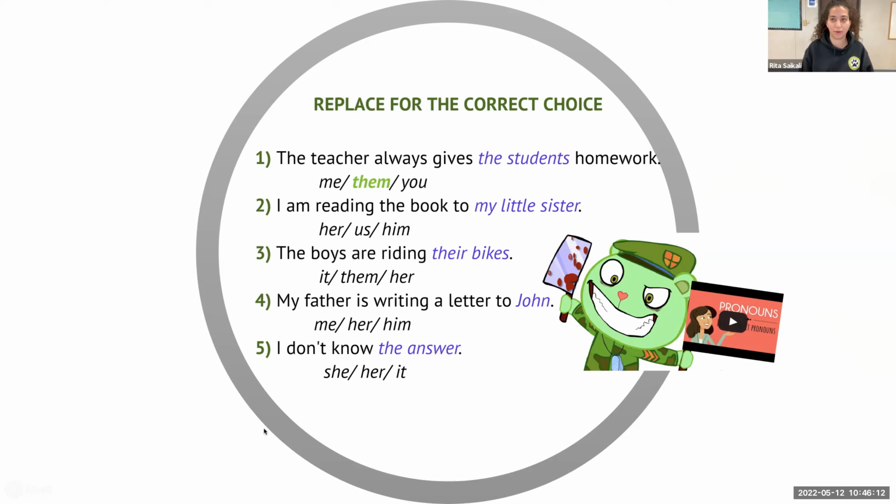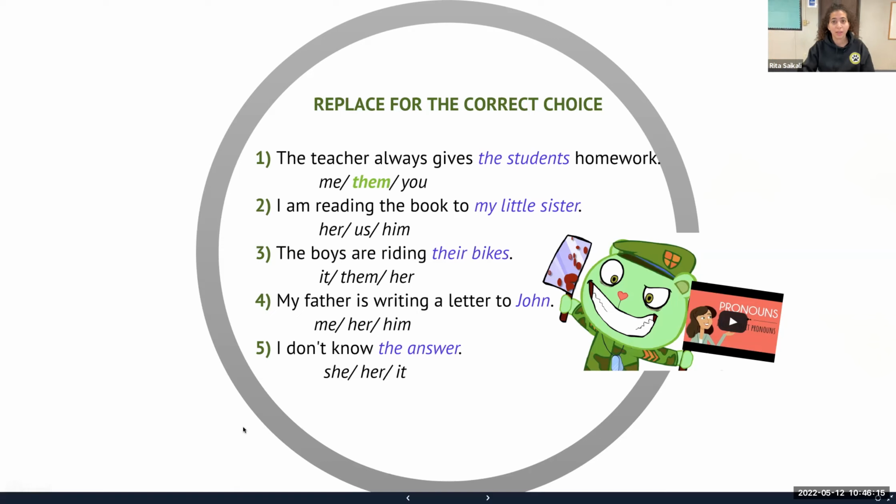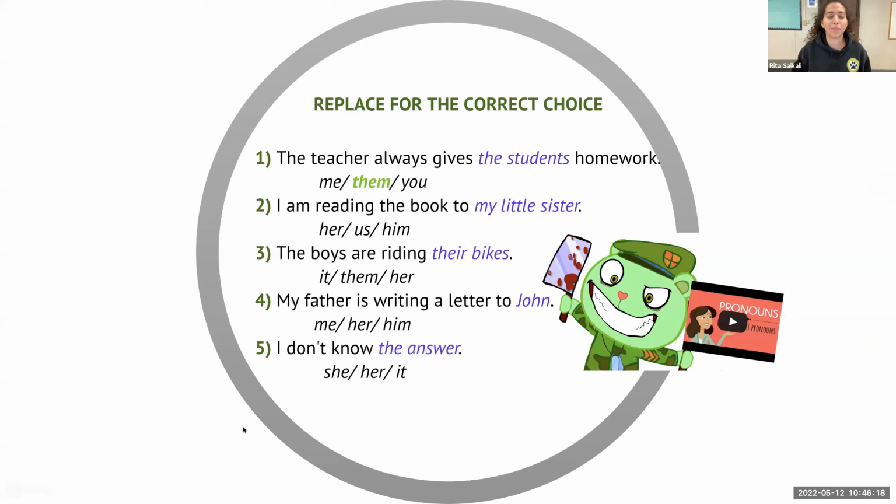All right, let's get this going. All right, guess who's back? Hopefully you paused the video and you did a good job with it. If you're here, let's get to figuring out if this is correct or incorrect. The teacher always gives the students homework. What do you guys think? Them. The teacher always gives them homework. It is them and not me because the students obviously is not me, right? And it's also not him or her because it's plural, right? So the teacher always gives them homework.